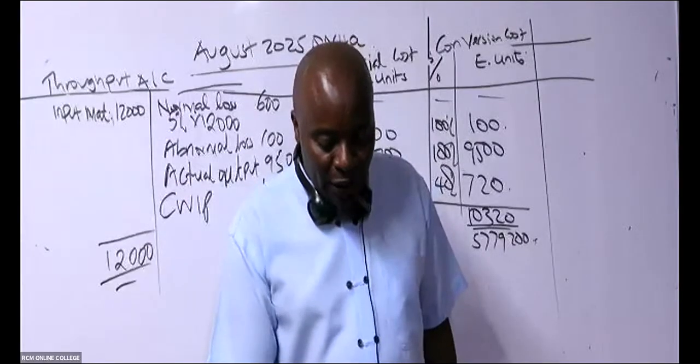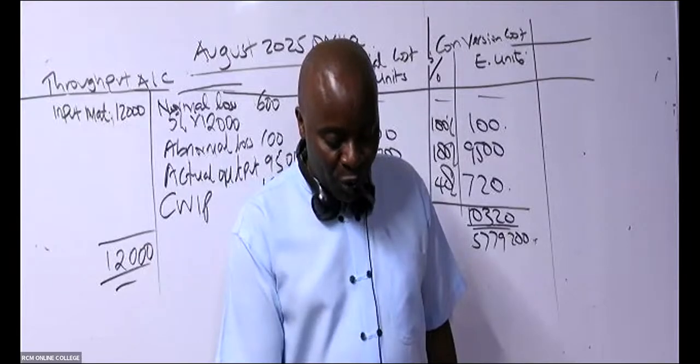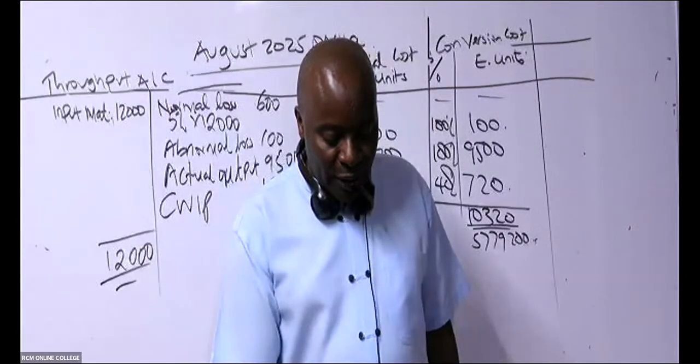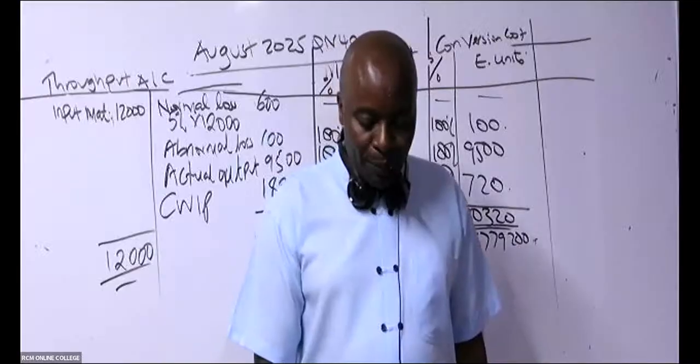Students who are able to get these very well looked at the stem information here. A chemical manufacturer mixes together 3 chemicals, X, Y, and Z, in the ratio of 3:2:1. And then remember, in total, they mixed 12,000. They mixed 12,000 in total.